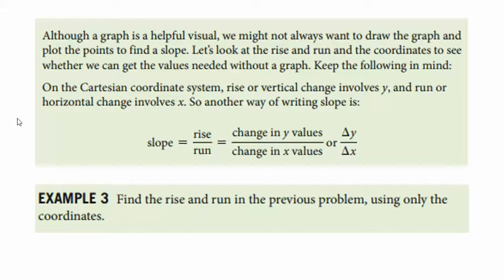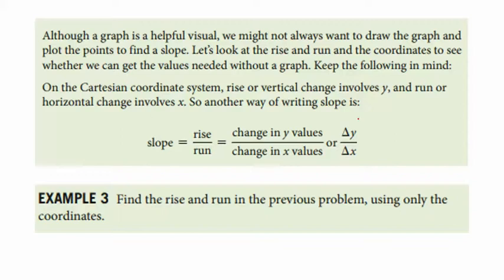Let's look at the rise and the run and the coordinates to see whether we can get the values needed without a graph. Keep in mind the following. On the Cartesian coordinate system, which is just a fancy word for a graph, rise or vertical change involves the y values, and run or horizontal change involves the x values. So another way of writing slope is rise over run. Rise is the change in the y values, or this is called delta y.